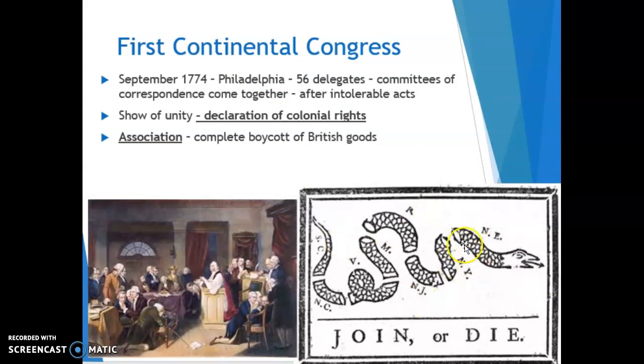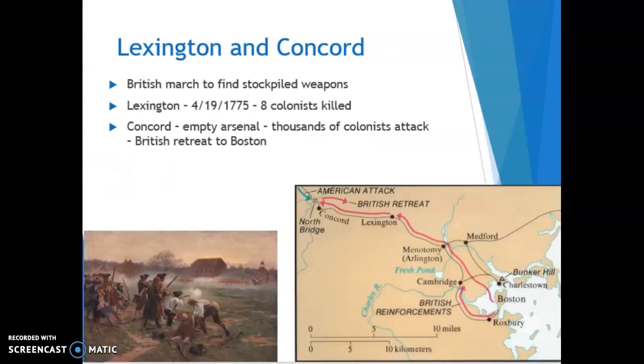So it's interesting how this returns, and again, notice how the pieces of the snake are disjointed, going from New England down to South Carolina, the idea being that the colonists have to come together to essentially defeat the British, or metaphorically die, in the sense that they would never get the full rights that Englishmen enjoy. So we're going to eventually lead to all-out war.